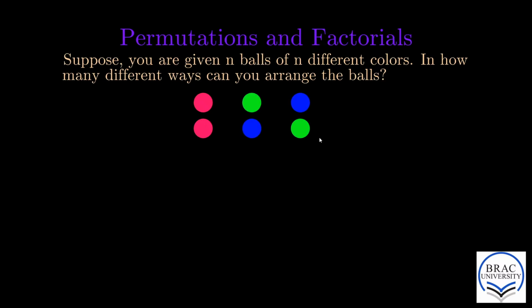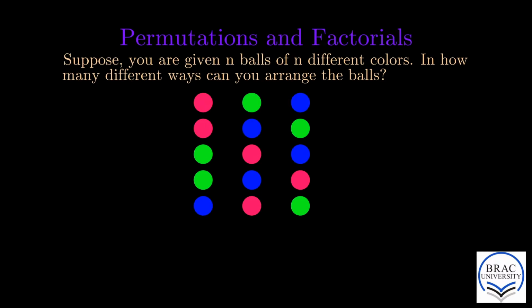And if we then make the first ball of color green, then we can also arrange the remaining two balls in two ways, which is red blue or blue red. Similarly, if we fix the first color to be blue, then we can arrange the remaining balls in red green, then green red.